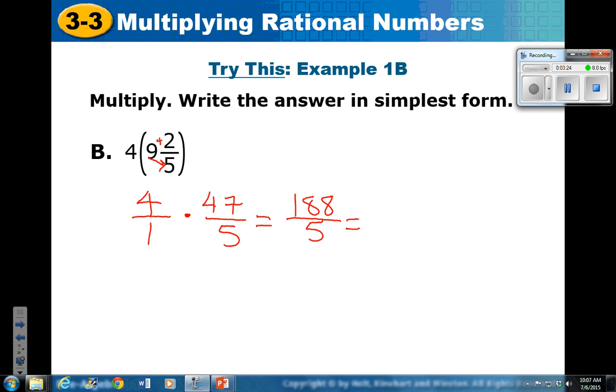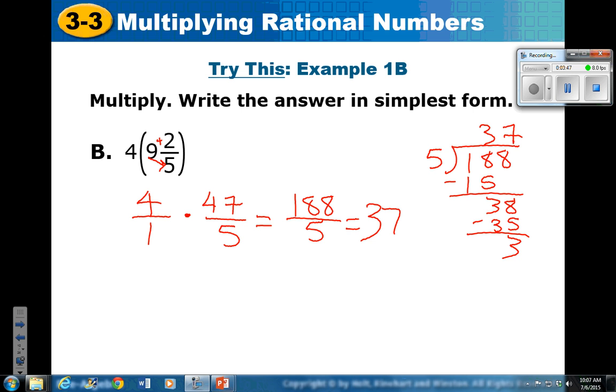Then we're going to have to figure out how many 5s are in 188. You may need to come off to the side here and do a long division problem. How many 5s in 188? It goes in 37 times, and then we have 3 left over, so that's our numerator, and our denominator stays the same. So we've got 37 3/5.